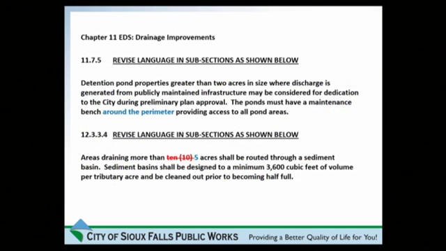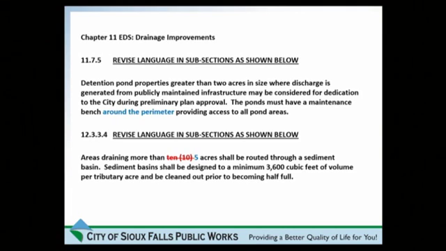Last two sections, in summary: 11.7.5 talks about detention pond properties greater than 2 acres in size to be considered for dedication to the city. In summary, it must have a maintenance bench around the entire perimeter. That goes hand in hand with wanting access on both sides of the drainage ways. We want to make sure we have access around the entire perimeter of any detention pond.